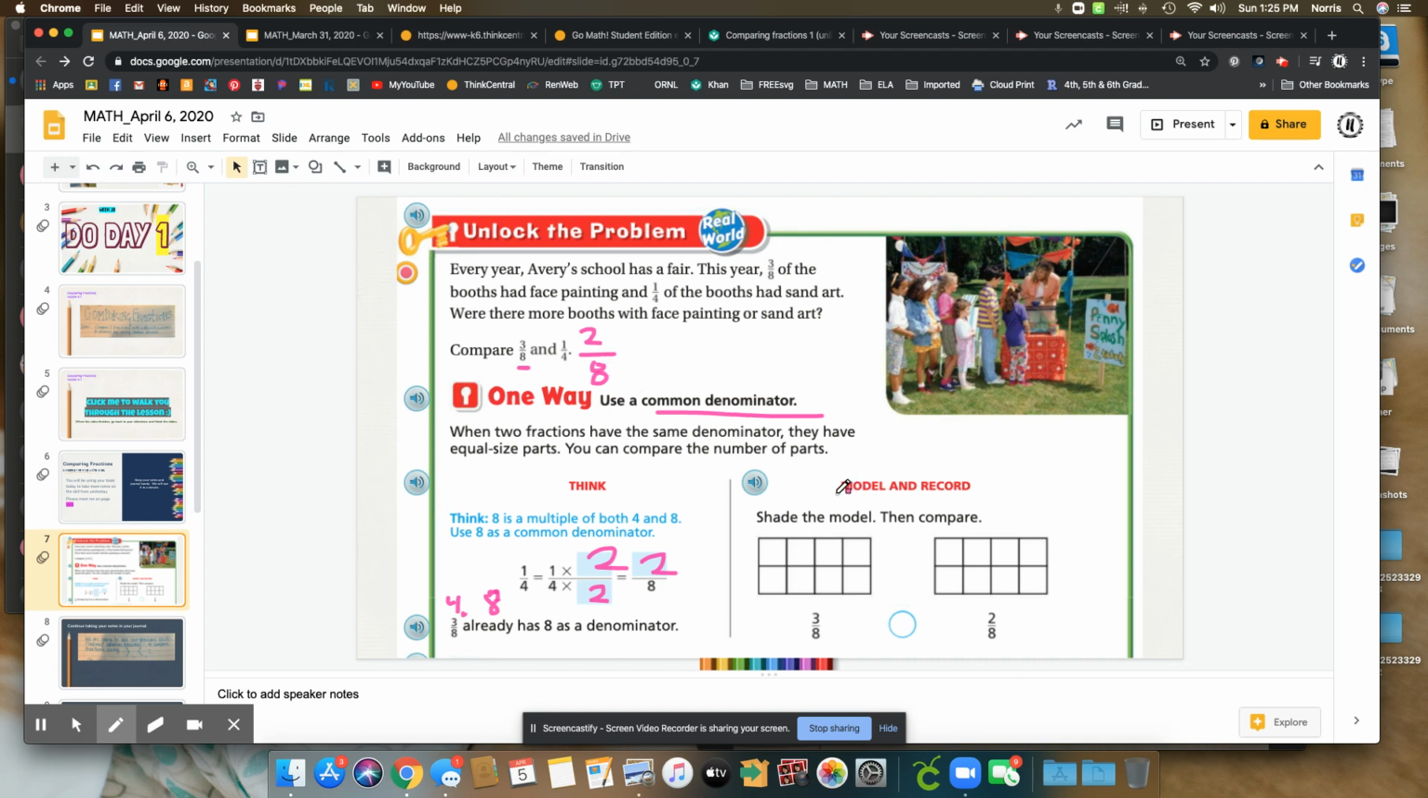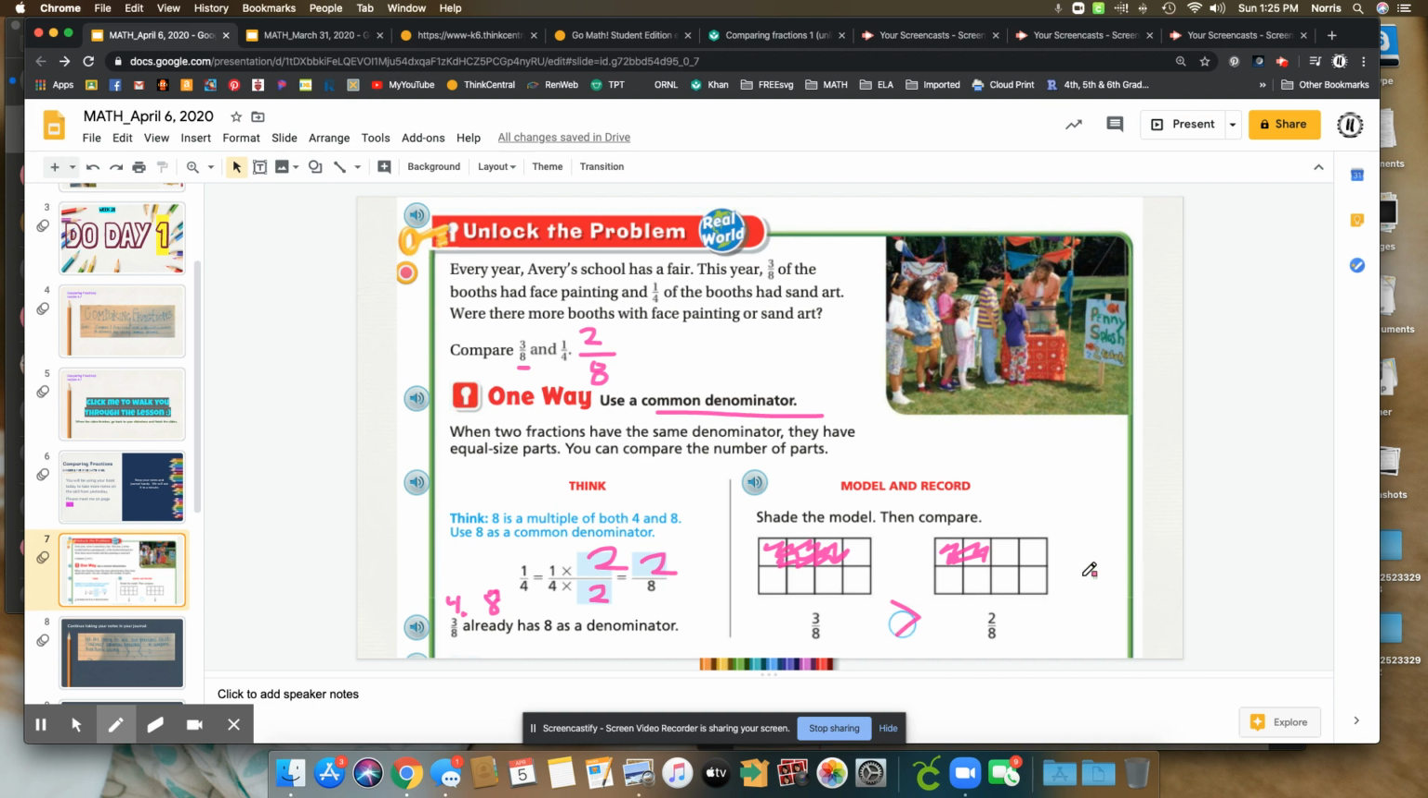So this is the easiest part, is now you get to shade it, okay? So let's shade 3/8. They've already divided up into 8s for you. So 1, 2, 3. Yikes. Okay, and then we're going to shade 2/8. So you can see, so which one is bigger, 3/8 or 2/8? And we see that 3/8 is larger than 2/8.